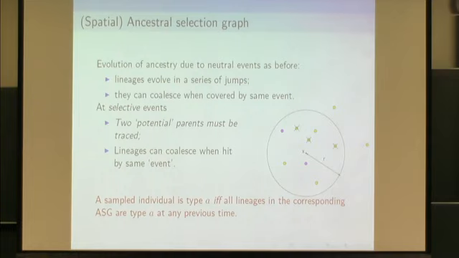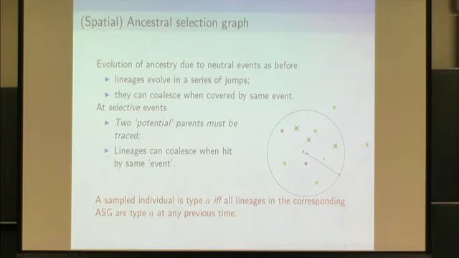But now I must follow two potential parents. So it's slightly more complicated than in the Moran model. In the Moran model, we only ever either branched or coalesced in any given event. Here you can see we're getting coalescence of these three and branching into two somehow.